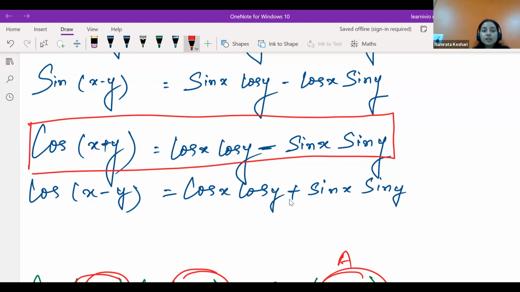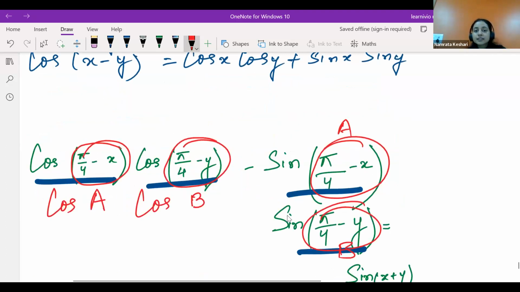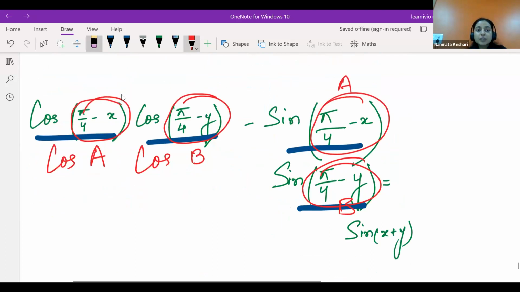See the formula. We are having cos. At the place of x, we are having pi by 4 minus x. At the place of y, we are having pi by 4 minus y. But the condition is with sine also the same angle should be there. The same x has to be there. Is it same in your question? We will be checking it. Yes. Can you see it's the same? Let me wipe everything.